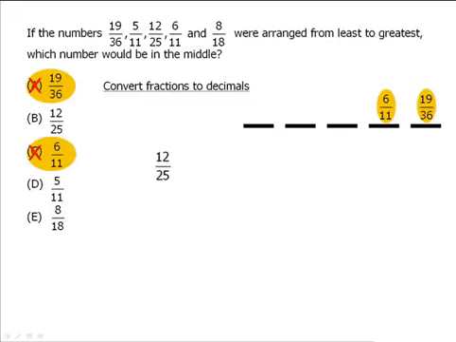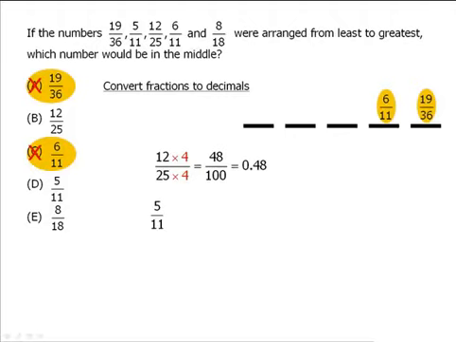We'll begin with 12/25. To do this conversion, I want to rewrite this fraction as a different fraction with 100 as its denominator. To accomplish this, I need to multiply the numerator and denominator of our original fraction by 4 to give us 48/100ths, which is equivalent to 0.48.